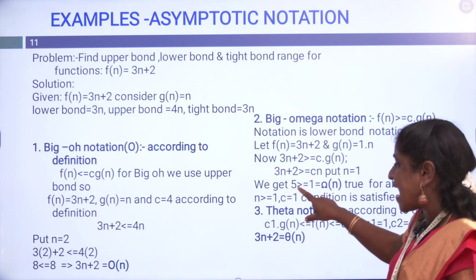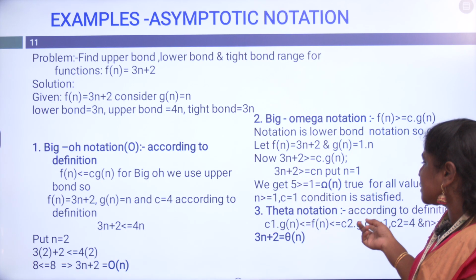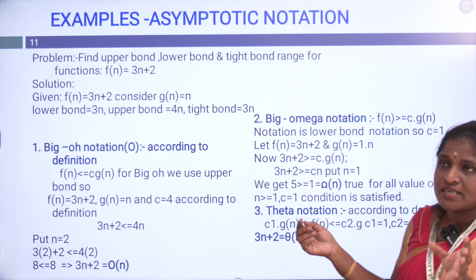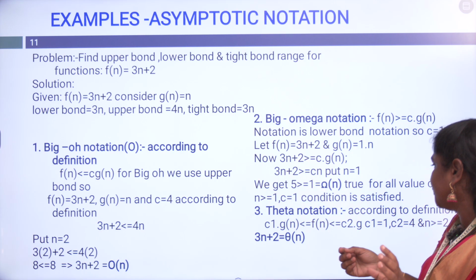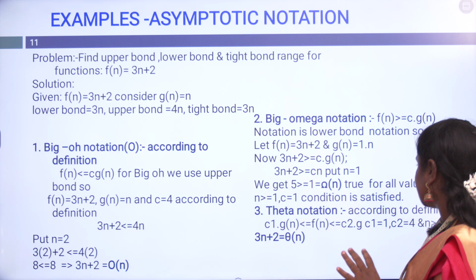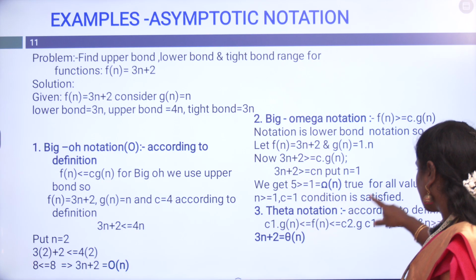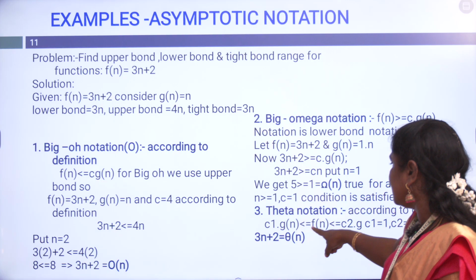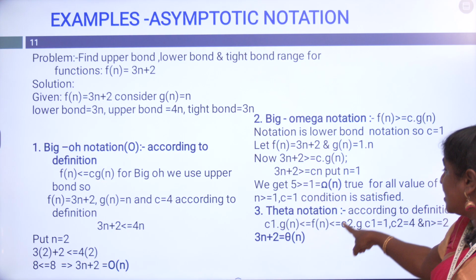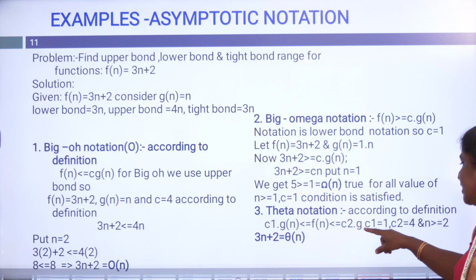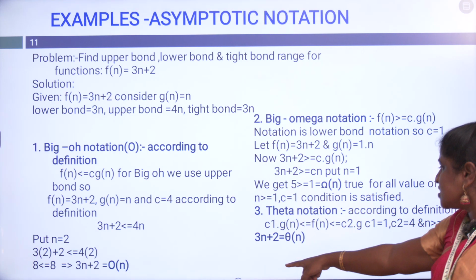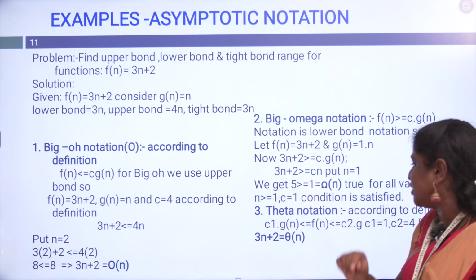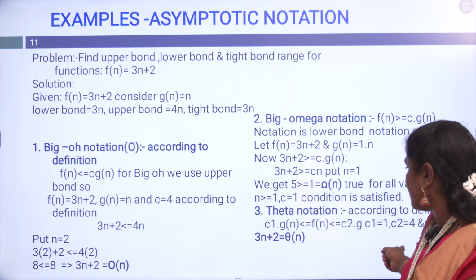Okay, and next is average case. In average case, we are going to consider c1 and c2. Based on the c1 and c2 values, the particular condition should be satisfied, that is c1 g of n less than or equal to f of n less than or equal to c2 into g of n. So that is 3n plus 2 is equal to theta of n.